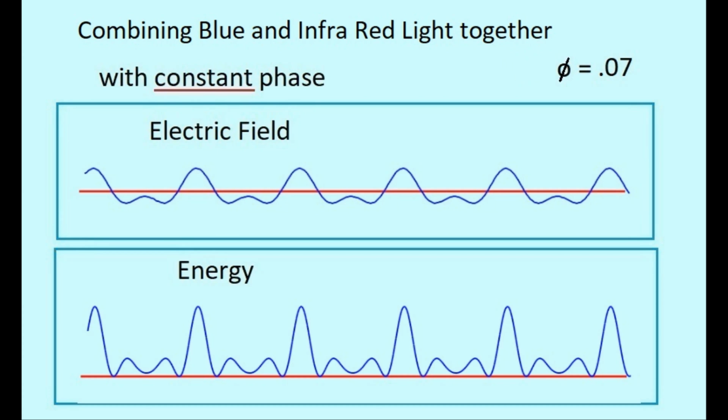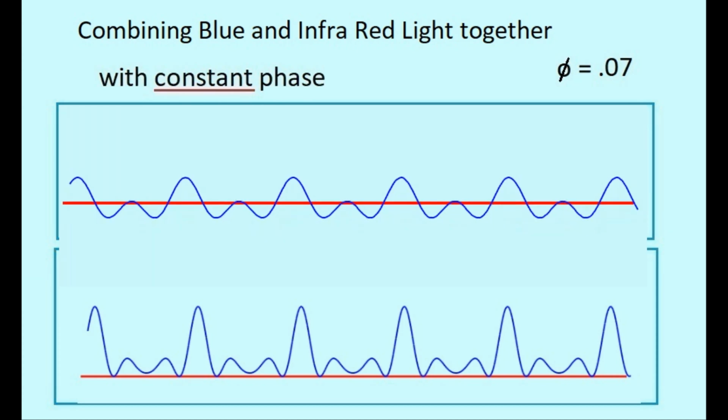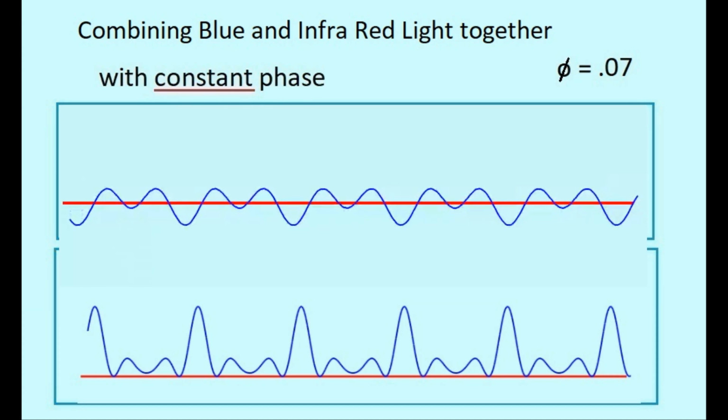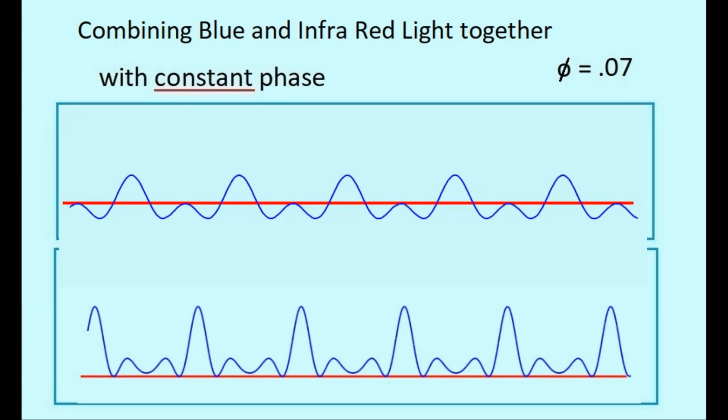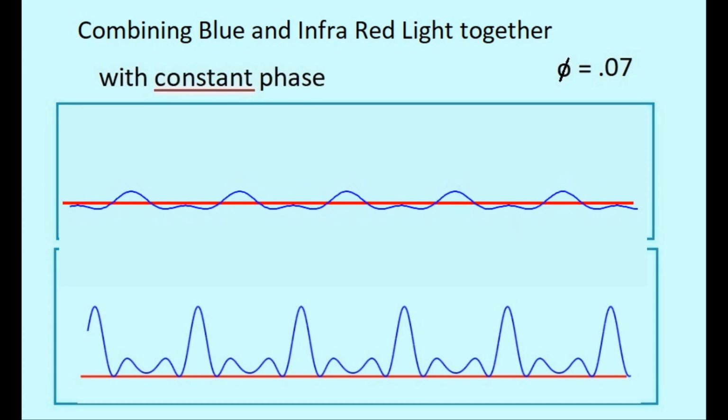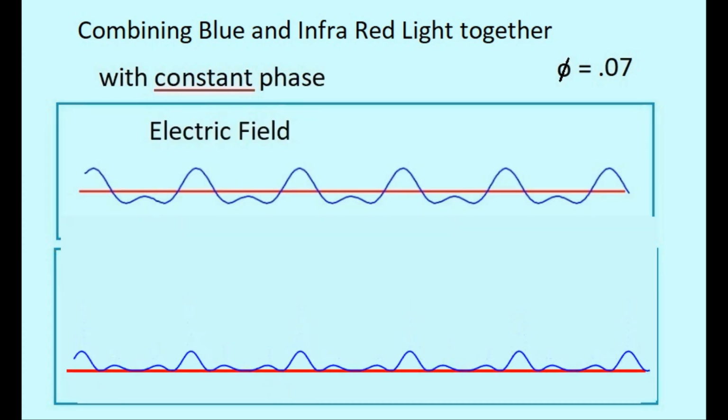If the phase of these two types of light are phase shifted by about 0.07 radians, the longer wavelength of infrared being shifted, then this is what the electric fields and energy distributions will look like. This is how the electric field changes with time for this different sort of light. This is its corresponding energy distribution changing over time.